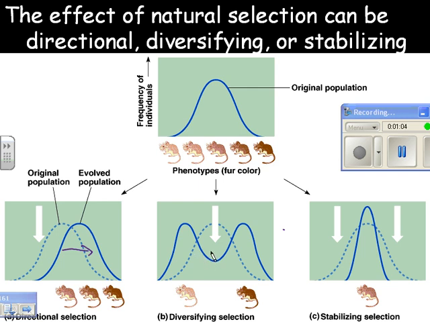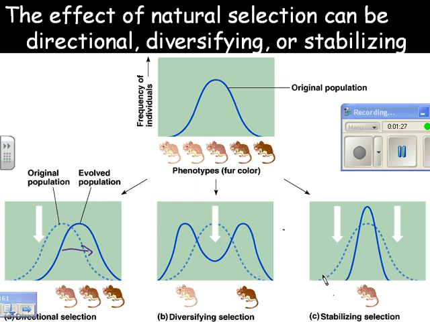Alternately, maybe there are lots of different colors on the ground. For example, they live in an area that has a lot of sand and a lot of dark leaves on the ground or something. And so maybe the medium colored ones are seen better by hawks. And so you get a kind of population like this called diversifying selection, where you have the phenotypes at either extreme selected for.